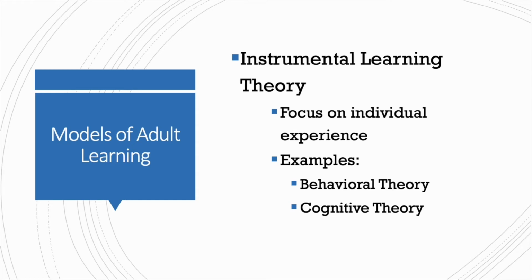Cognitive learning theories, on the other hand, focus on how we process information. One prominent theorist from this school is Jean Piaget, who proposed that different types of knowledge are acquired over the course of childhood and adolescence.